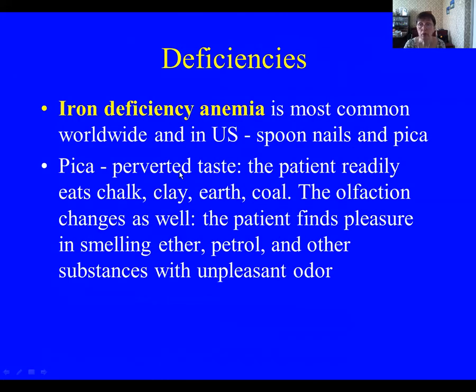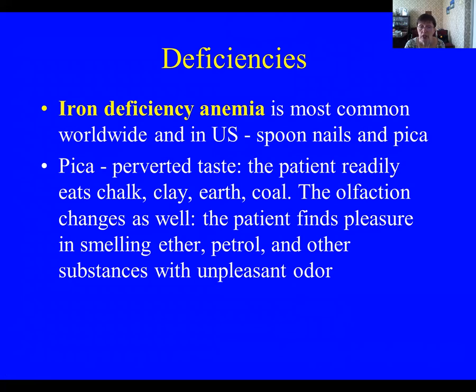Our next group of anemias are anemias due to deficiencies. And first of all, it is the most spread anemia, the iron deficiency anemia. And very specific for this anemia are spoon nails and pica. What is pica? Pica is the name for the sign of perverted taste. The patient readily eats chalk, clay, earth, and coal.